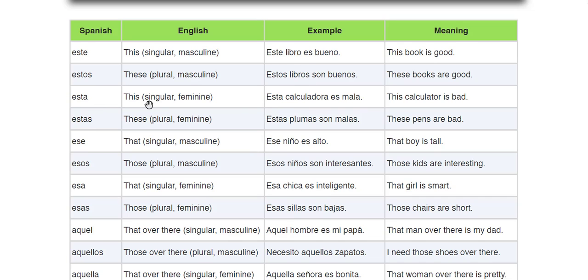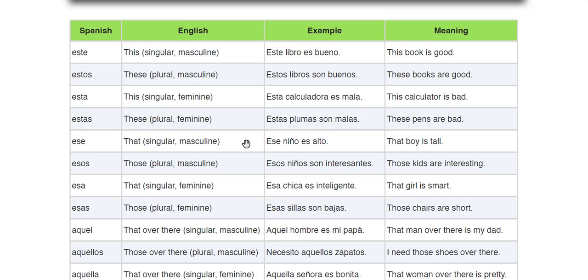If I want to say this, using the singular feminine form, I could say esta calculadora es mala. So this calculator is bad. An example with these, that is feminine, I could say estas plumas son malas. So these pens are bad.